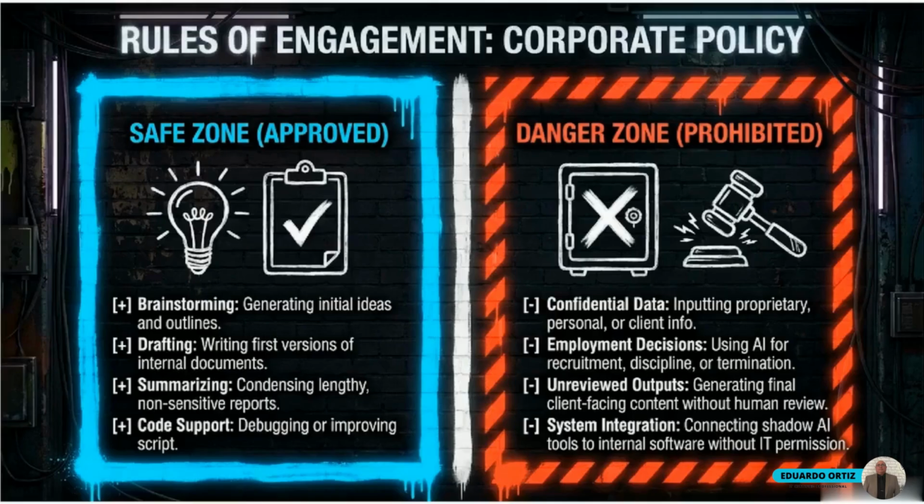Step 2 establishes the boundaries of engagement. The safe zone covers internal, non-sensitive work, brainstorming initial ideas, drafting outlines, and summarizing public reports. The danger zone covers prohibited tasks. Never input proprietary data, use AI for employment decisions, or generate client-facing content without manual review.